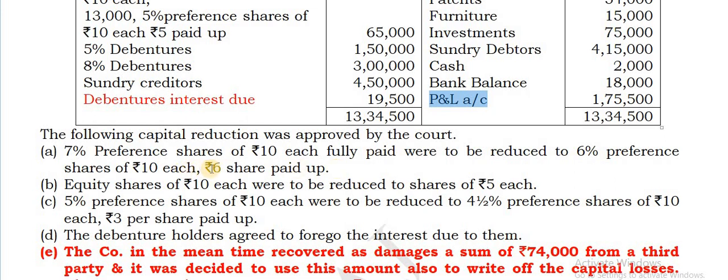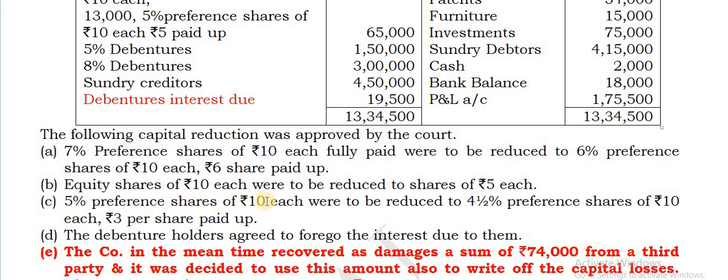So 10 rupees each share is now reduced to 6 rupees per share, so 4 rupees is foregone thereby. That will be transferred to capital reduction account. Equity shares of rupees 10 each were to be reduced to shares of rupees 5 each. So 5 rupees is foregone thereby. That will be transferred to capital reduction account.